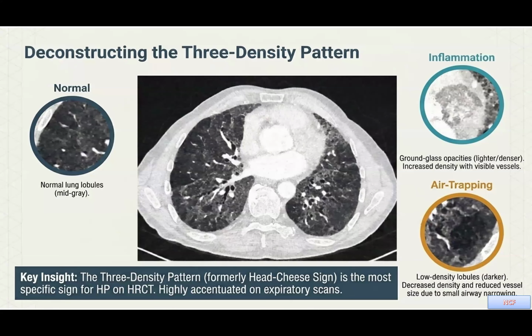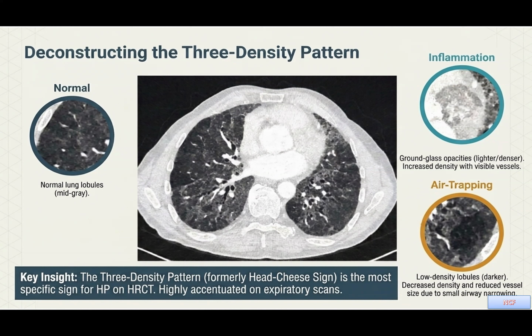Then there's something called the classical three density pattern. The most specific sign of HP on a CT scan is the three density pattern. Formerly, it was called the head cheese sign. It is characterized by three distinct lung zones. One is the normal lung, which you can see on the left side of the image, which is a mid-gray normal lung parenchyma. Then you have the inflammation, that is the lighter, denser ground glass, which you can see on the right side. And third is the air trapping, that is darker, lower density lobules with reduced vessel size.